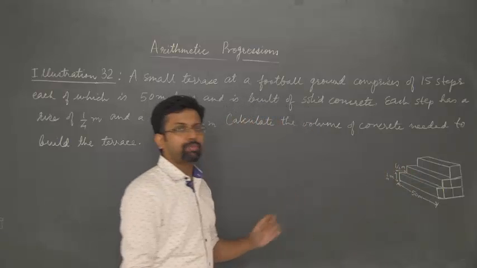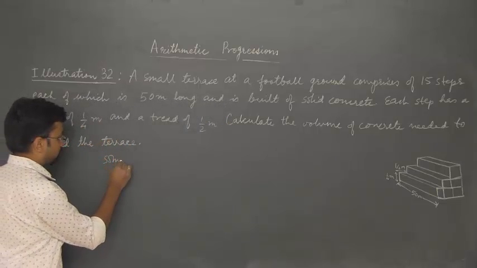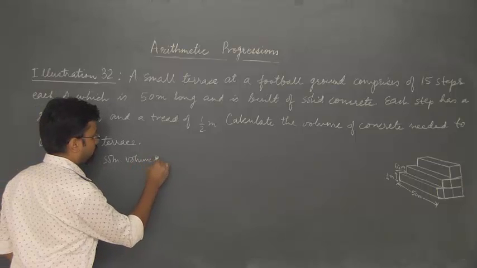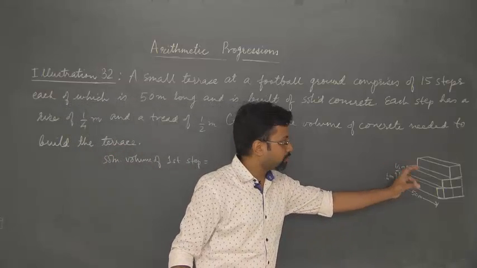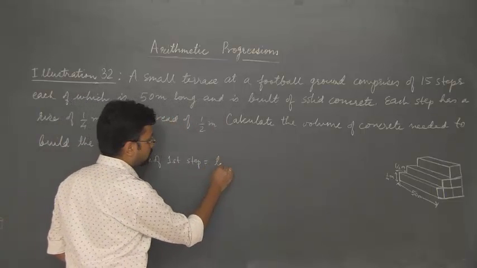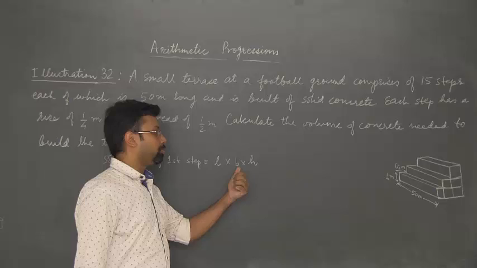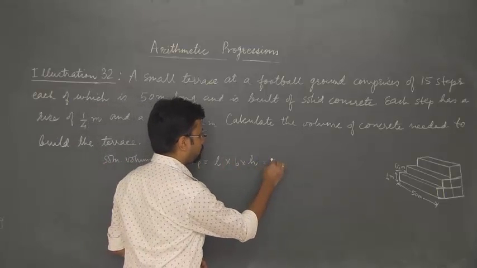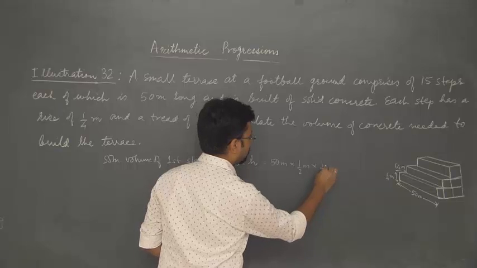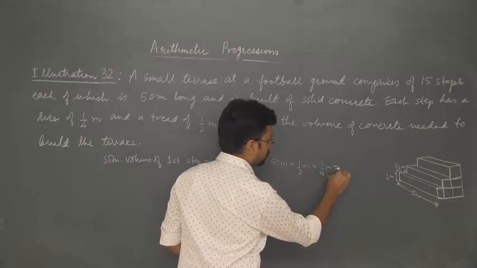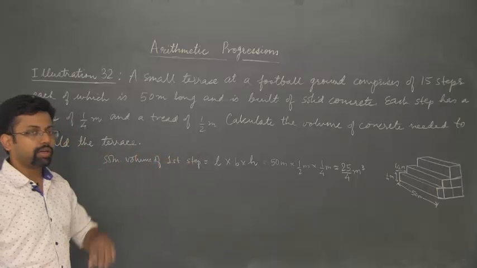So for the first step that we have, what would be the volume? Volume of first step, it will be a cuboid, right? You have length, breadth and height and you have a solid structure, so it's a cuboid and the volume of a cuboid is length into breadth into height. If you have not studied it yet, the volume of a cuboid is length into breadth into height. What is the length? We have 50 meters into half meter into 1/4 meter, which is equal to 25/4 meter cube. So the first step's volume would be 25/4 meter cube.